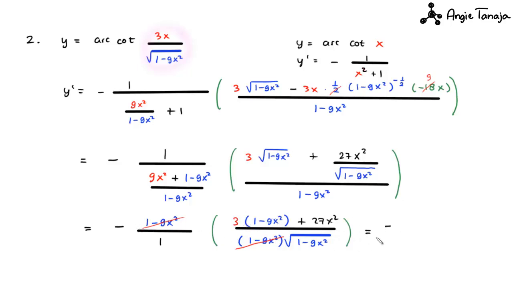negative. I will put the negative in front first. Negative 3 minus 27x squared plus 27x squared over roots 1 minus 9x squared. So then the 27 is just gone. So it becomes just negative 3 over roots 1 minus 9x squared.